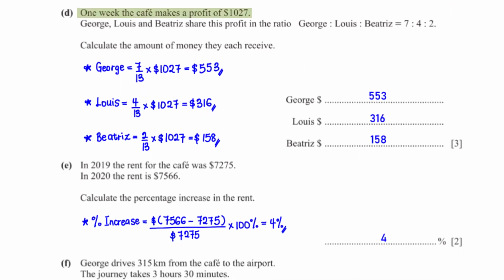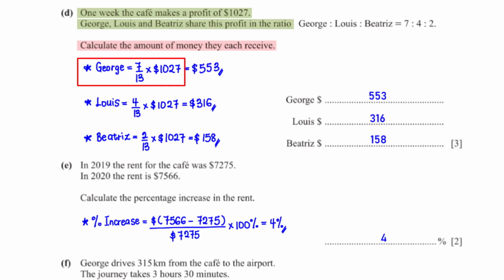In 1 week, the cafe makes a profit of $1,027. George, Louis, and Beatrice share this profit in the ratio George is to Louis is to Beatrice equals 7:4:2. Calculate the amount they each receive.